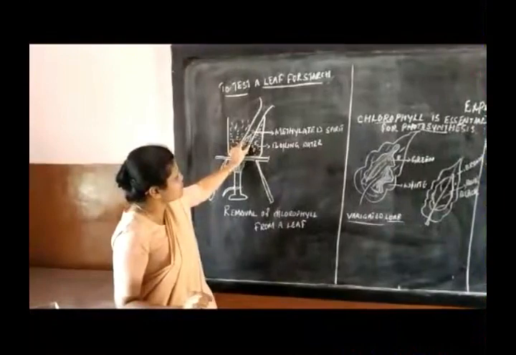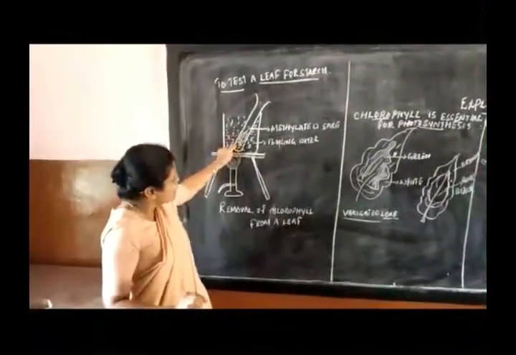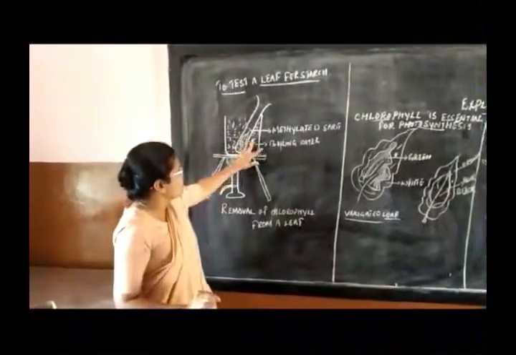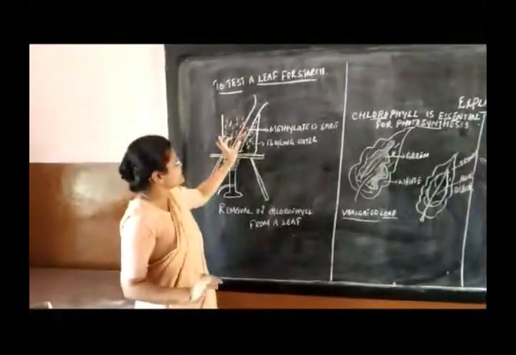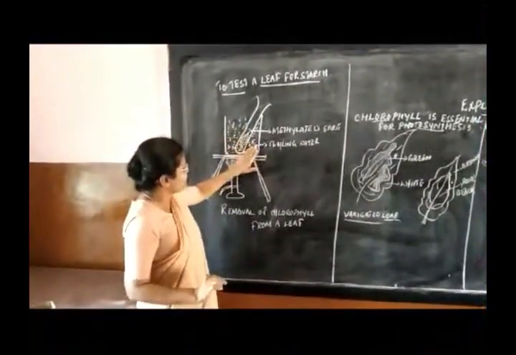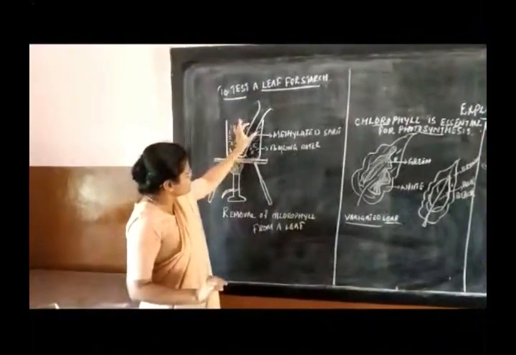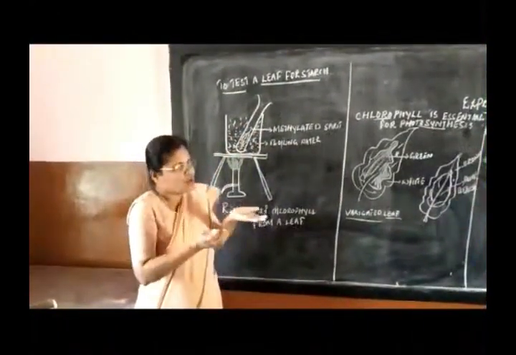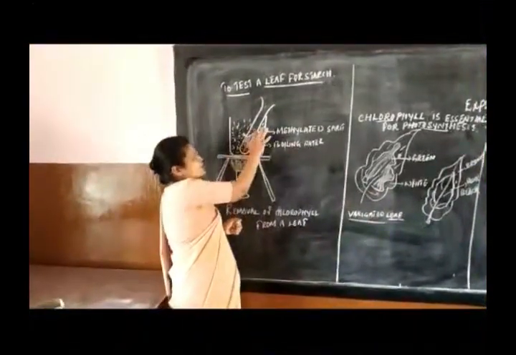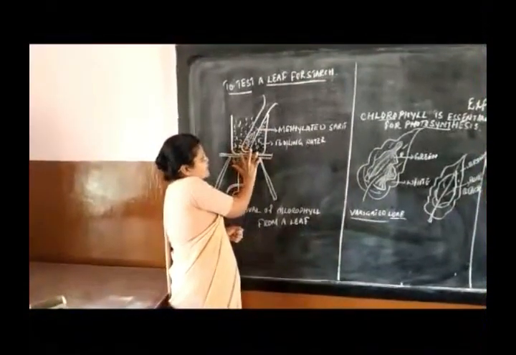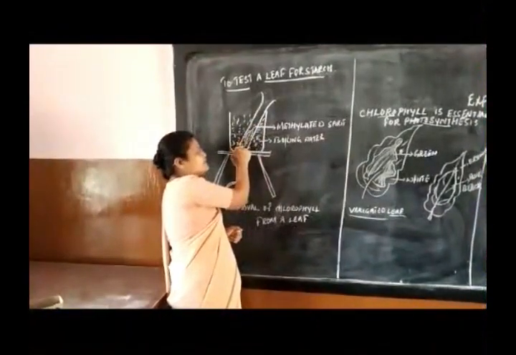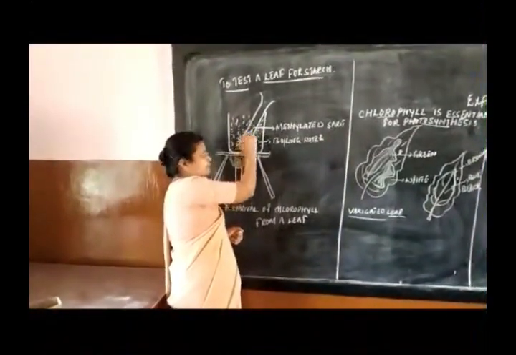So you have this test tube containing methylated spirit, and in that methylated spirit you have kept the leaf, and you are boiling it over a hot water bath, meaning the test tube is kept inside a beaker of hot water. You have the fire burning, the water is boiling, and you have the test tube inside, in which you have the methylated spirit, and then you have the leaf inside.